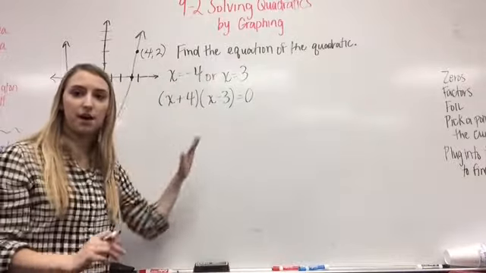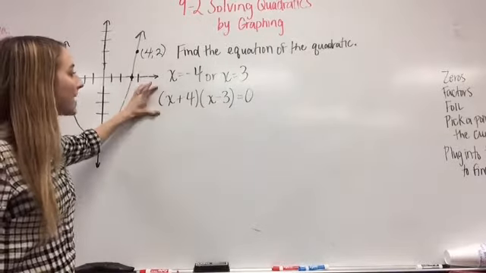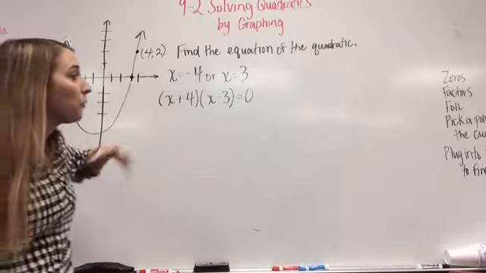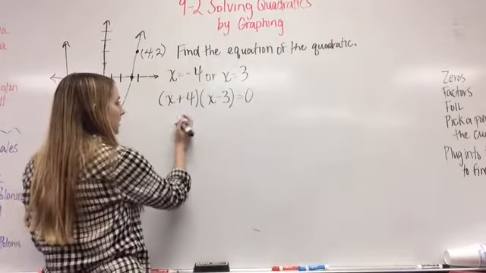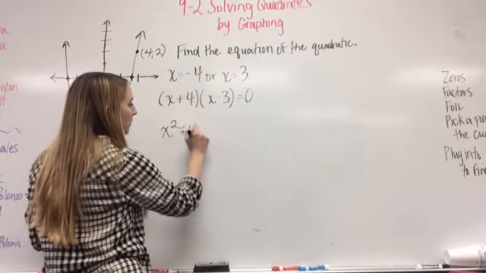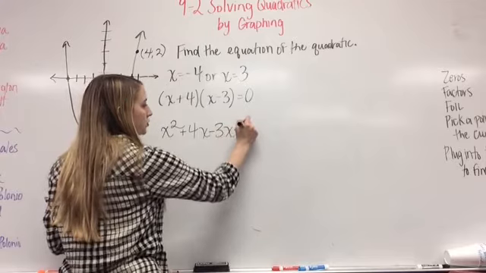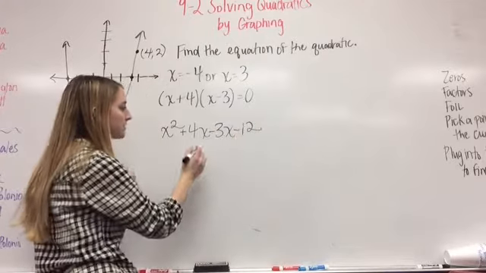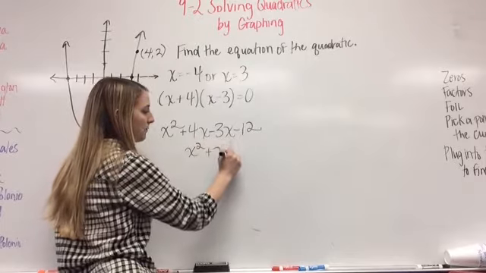You didn't have to write that down. That was just a backstory. Okay, so now we have our factors. Now to find our equation, we've got to FOIL. Okay, so when we FOIL, we get x squared plus 4x minus 3x minus 12. And if we combine like terms, we get x squared plus x minus 12.